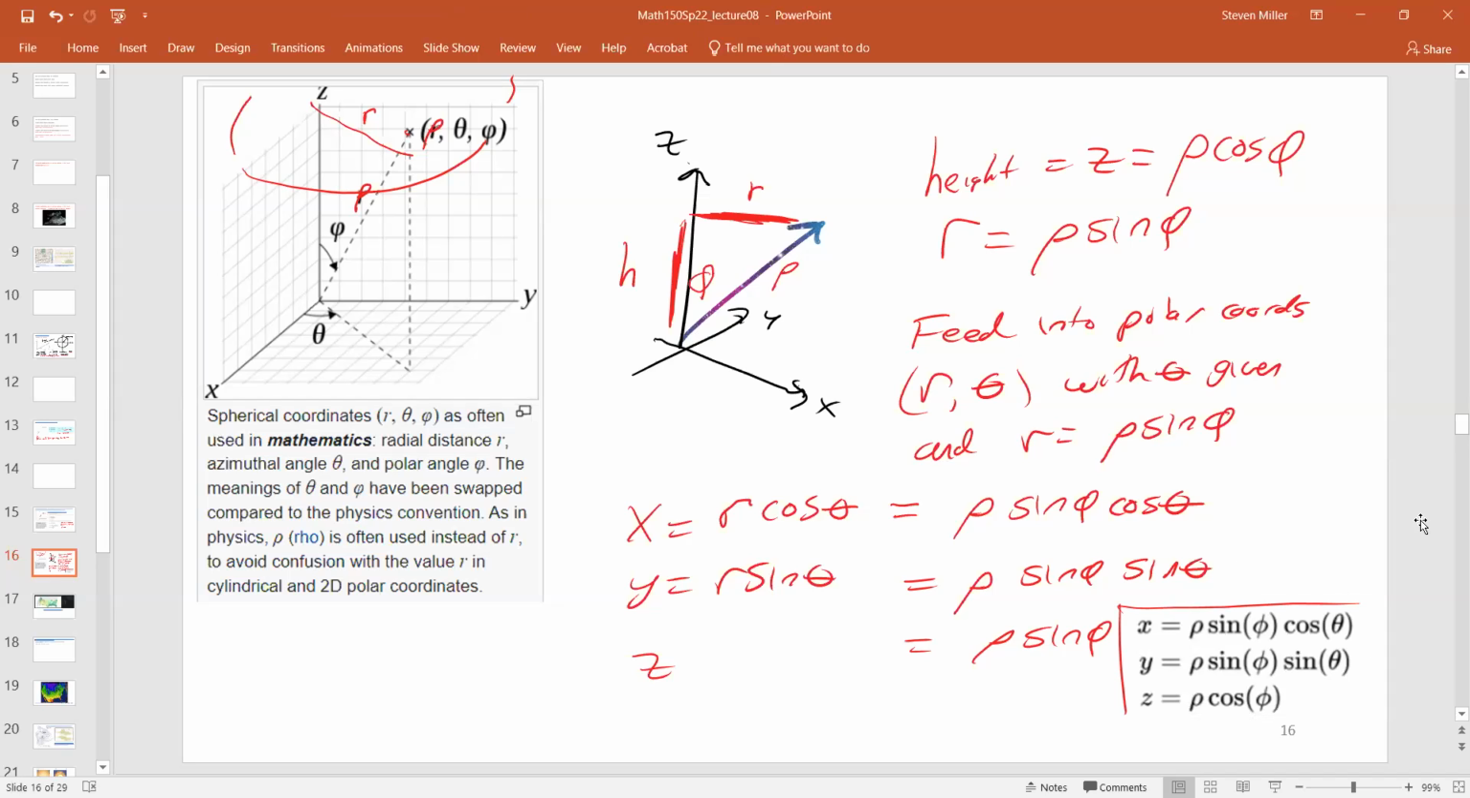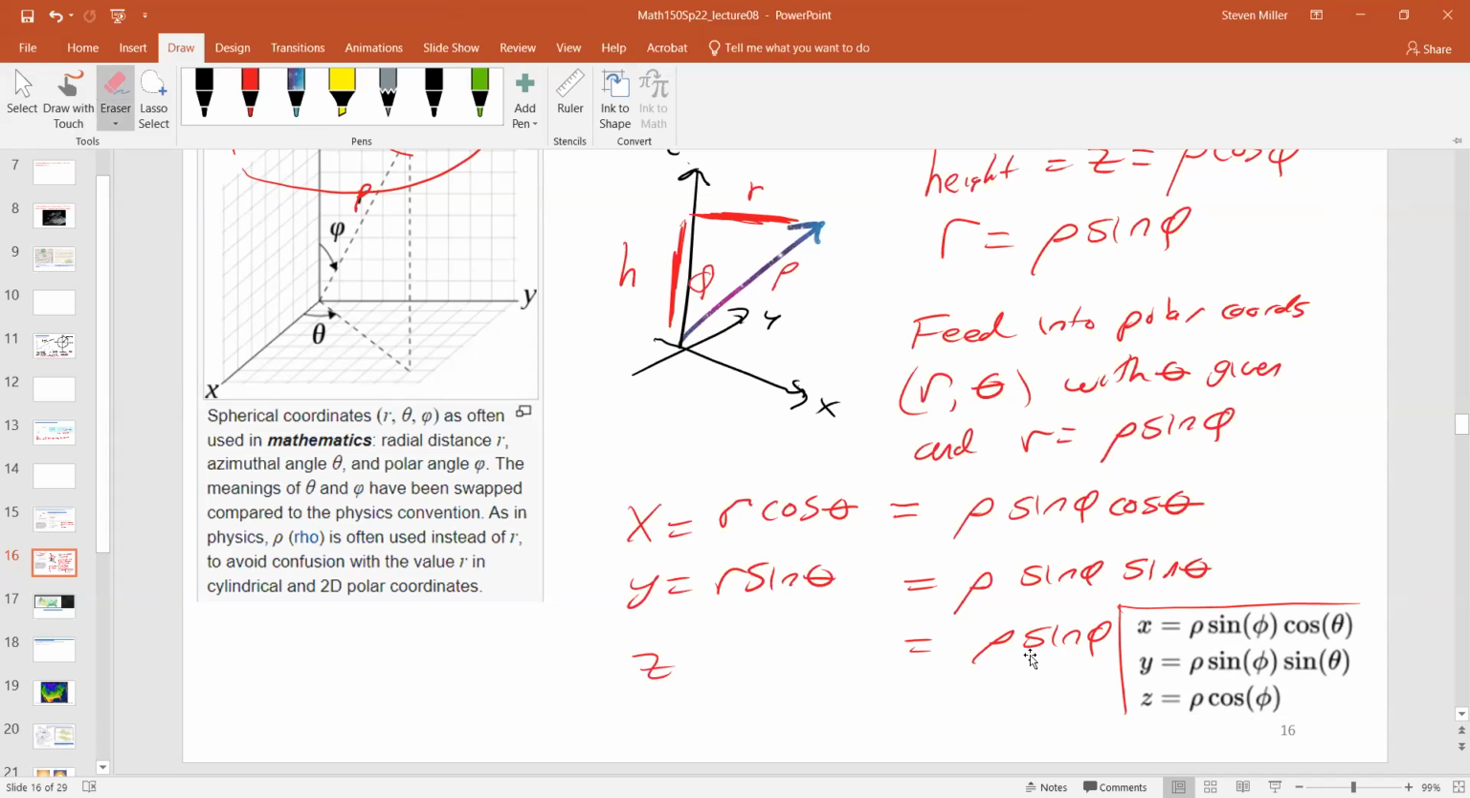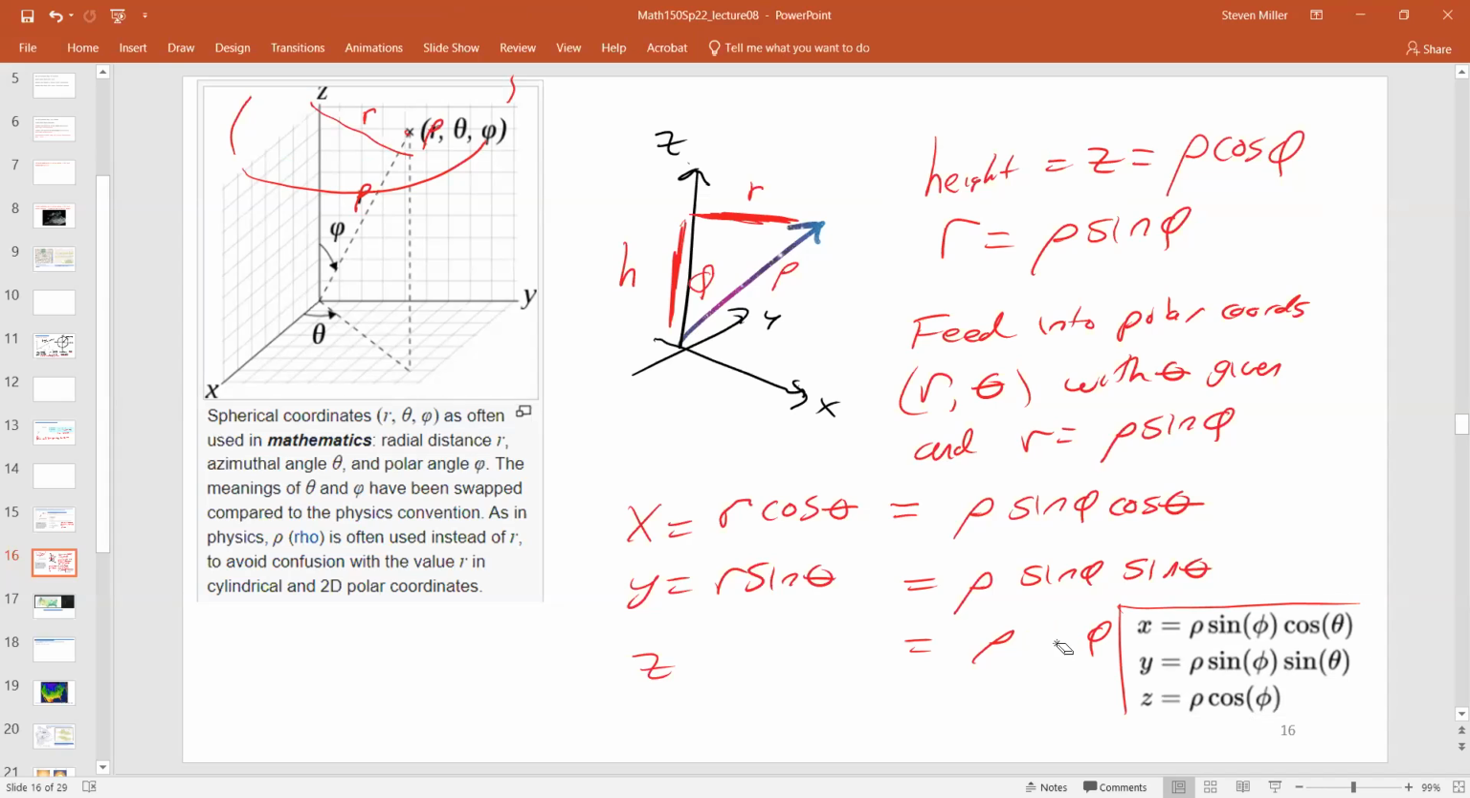Oh, good. That is a typo. Thank you. I copied the wrong thing. Z is supposed to be cosine. Thank you.